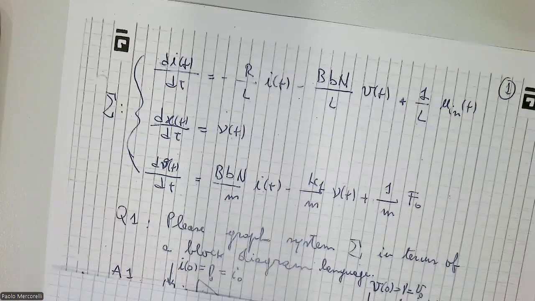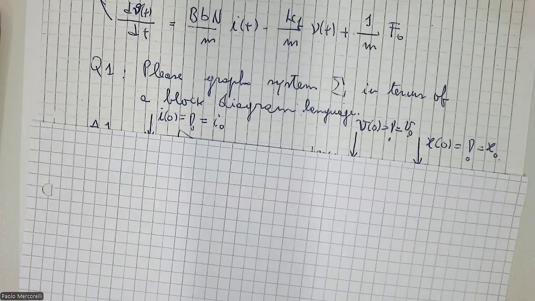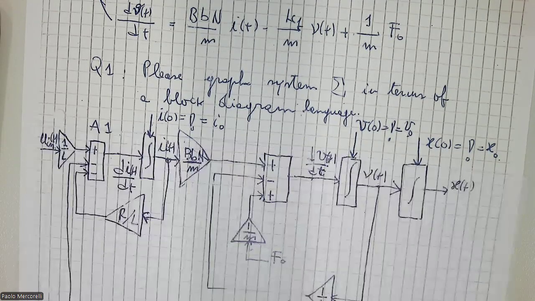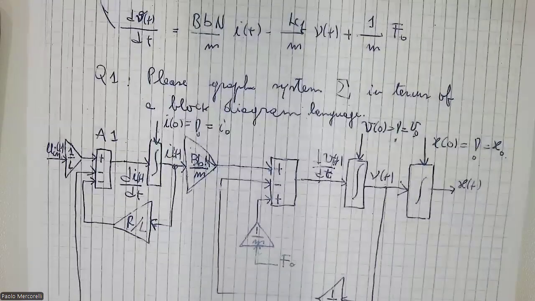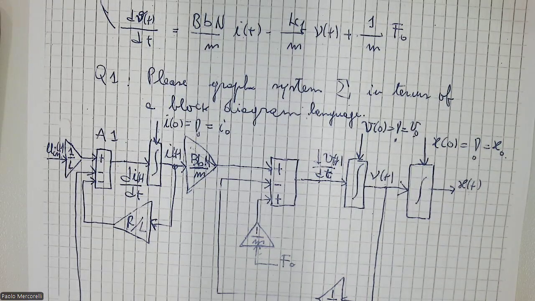The question is, draw the graph of the system here, of this three equations, the block diagram structure. I give you 1 minute and then I come back. Now, how we can justify this kind of scheme? It's extremely easy.